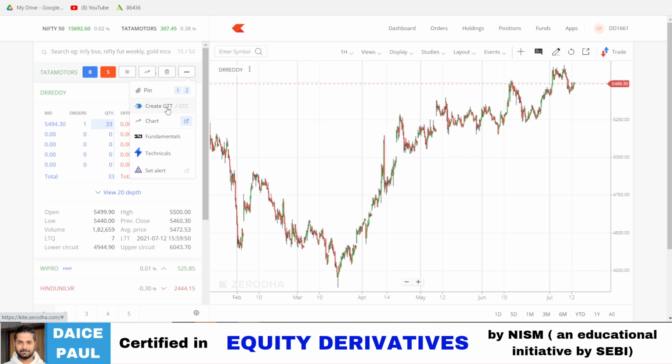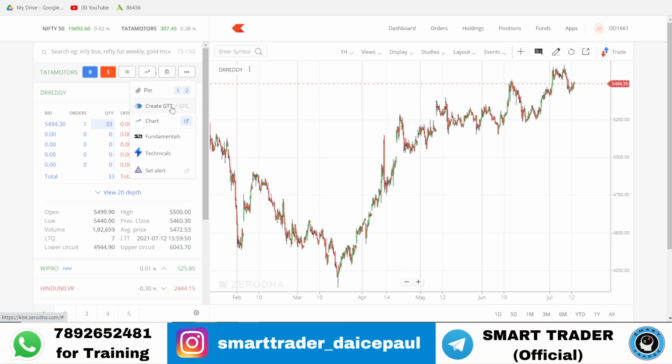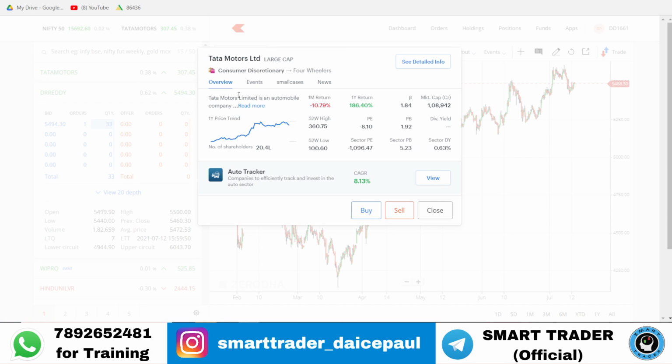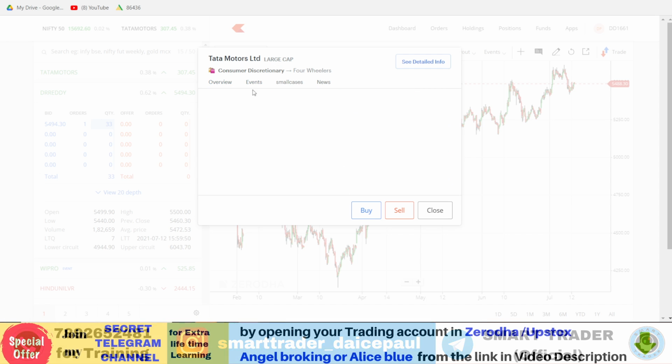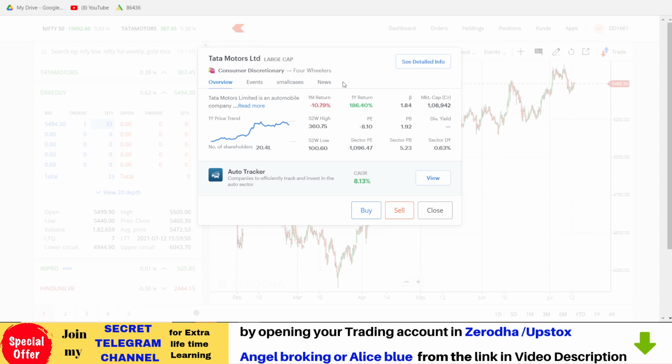Then we have again create GTT, same thing I showed you, GTT orders, which will basically stay for 1 year. And then we have charts, which we already spoke about. Then talking about the three things, we have something like fundamentals. If you want to know the stock's news and all those, you get all this information here, events coming up and all that.